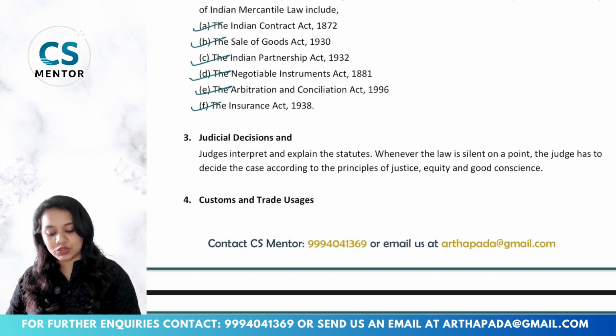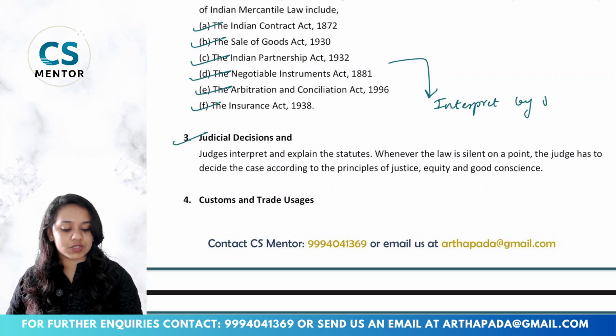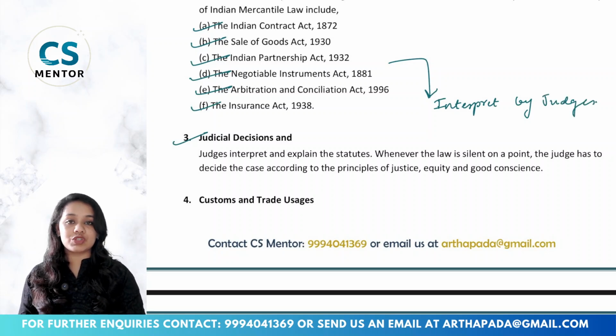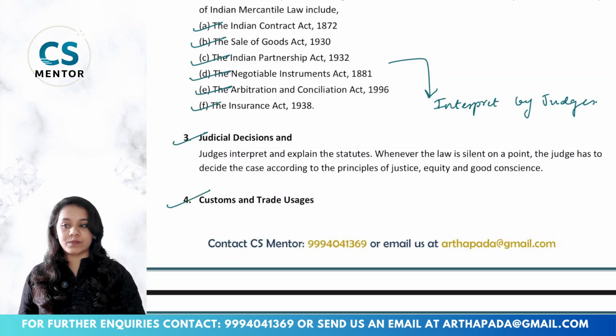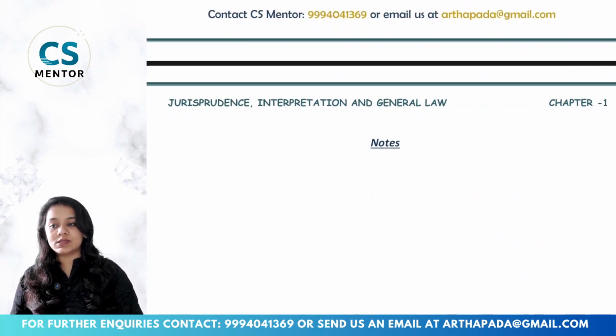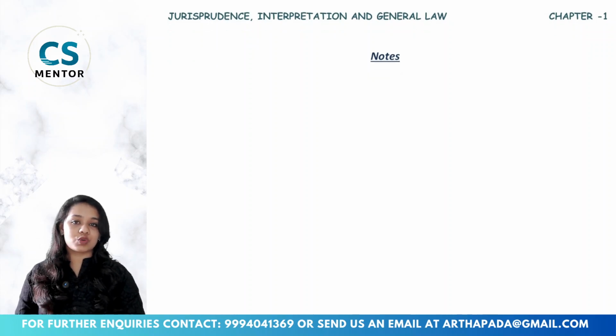And then obviously judicial decisions. Because where there is a law, there's going to be an interpretation by judges. So even judicial decisions end up becoming a source of mercantile law. And lastly, customs and trade usages. So, friends, this is the end of your chapter number 1, that is sources of law.